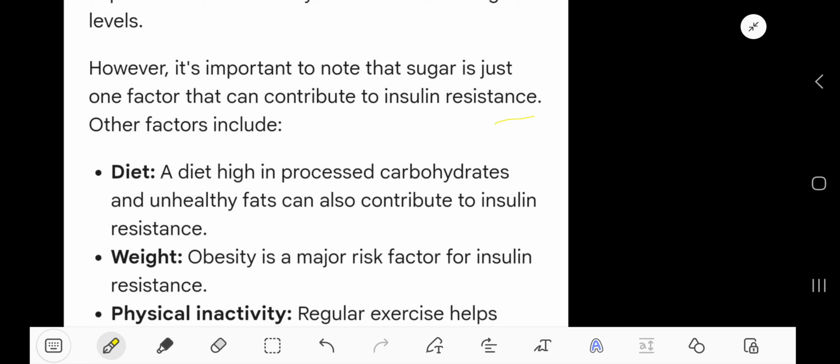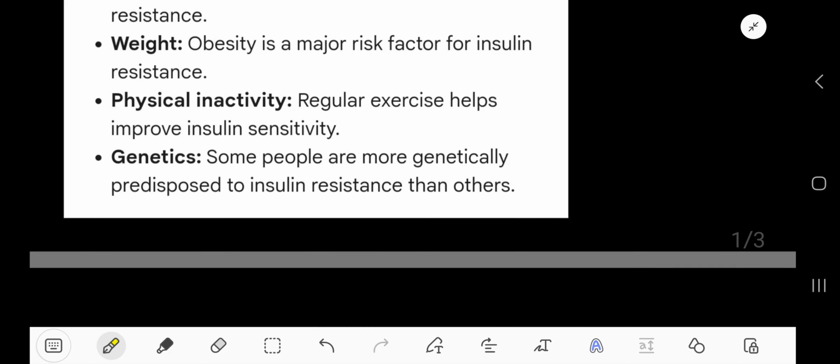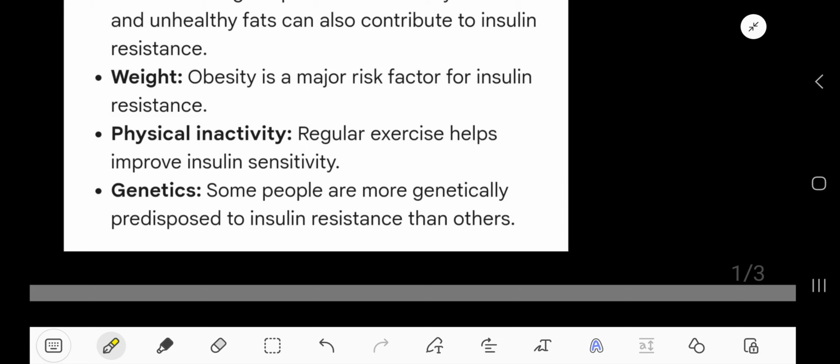Other factors include diet. A diet high in processed carbohydrates and unhealthy fats can also contribute to insulin resistance. Weight. Obesity is a major risk factor for insulin resistance. Physical inactivity. Regular exercise helps improve insulin sensitivity. Genetics. Some people are more genetically predisposed to insulin resistance than others.